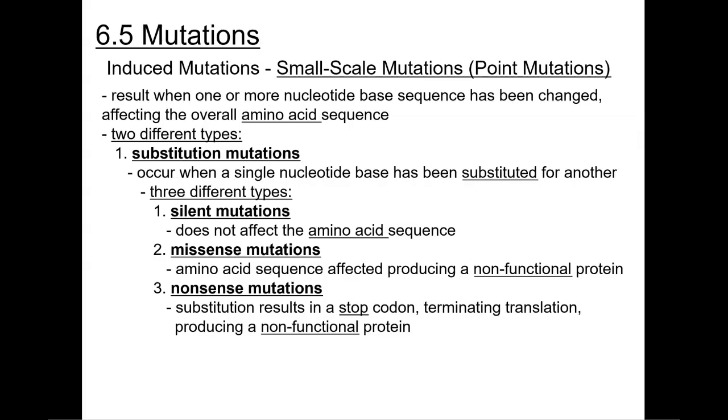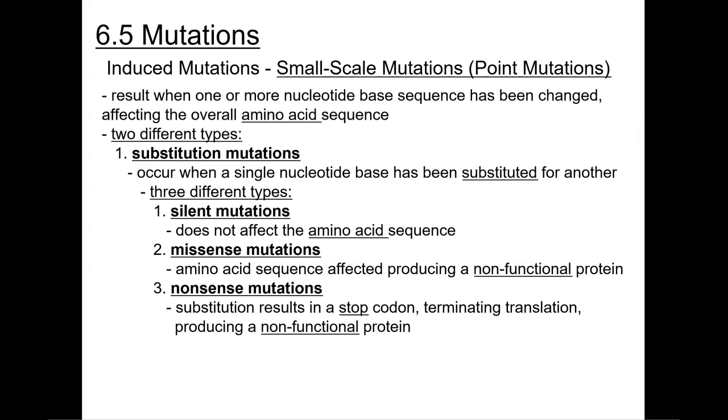So induced mutations are going to be a small scale mutation. Sometimes these are often referred to as point mutations because it only occurs at a singular point. It results when one or more nucleotide bases has changed, and that affects the overall amino acid sequence. And so two different types could happen.